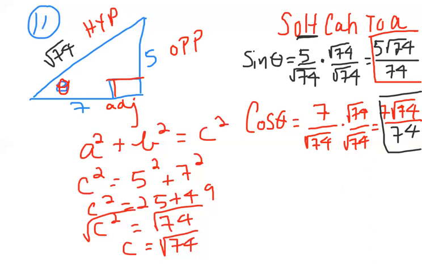Now, the tangent, guys, super easy, super duper easy. For the tangent, remember, using SOHCAHTOA, it is the opposite over adjacent. The opposite side is 5. The adjacent side is 7.